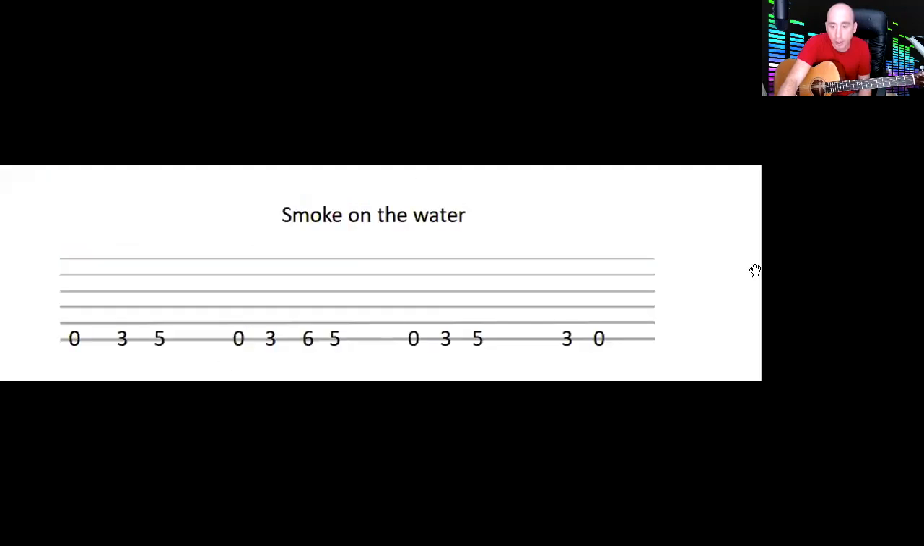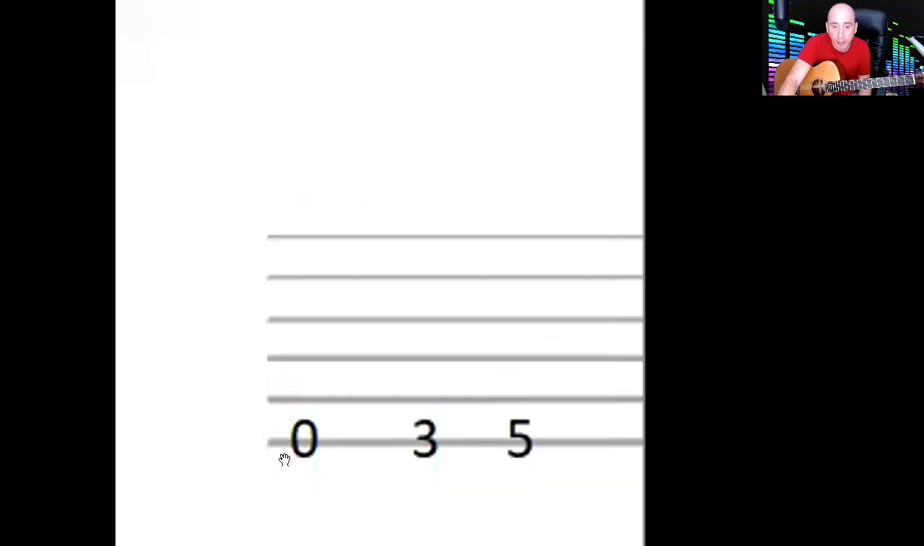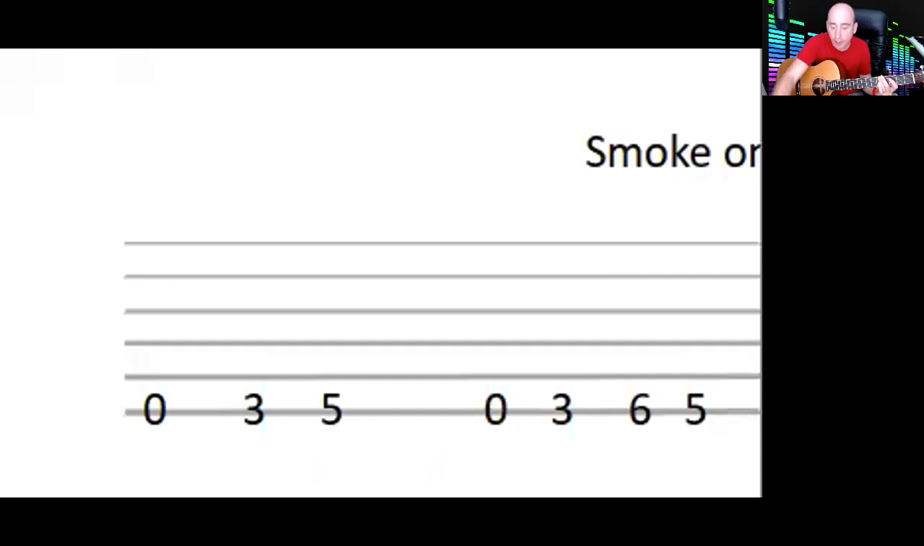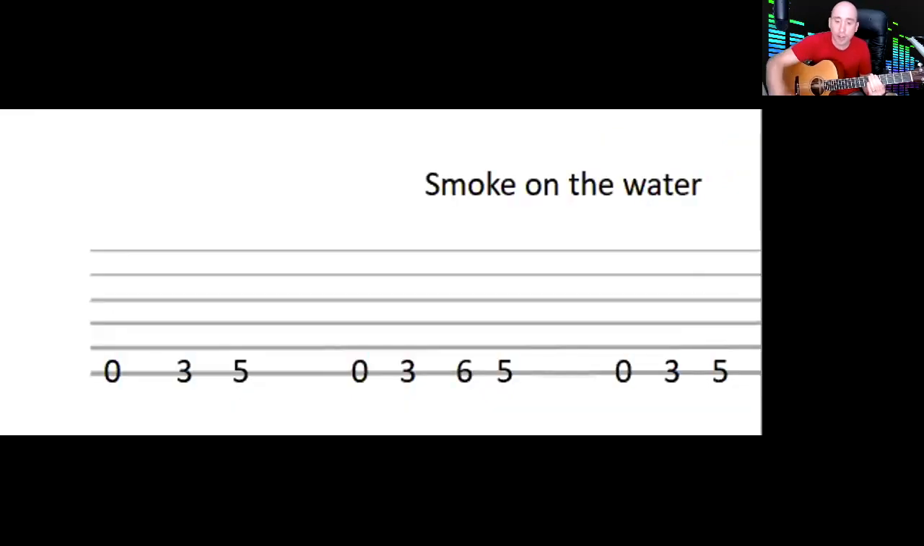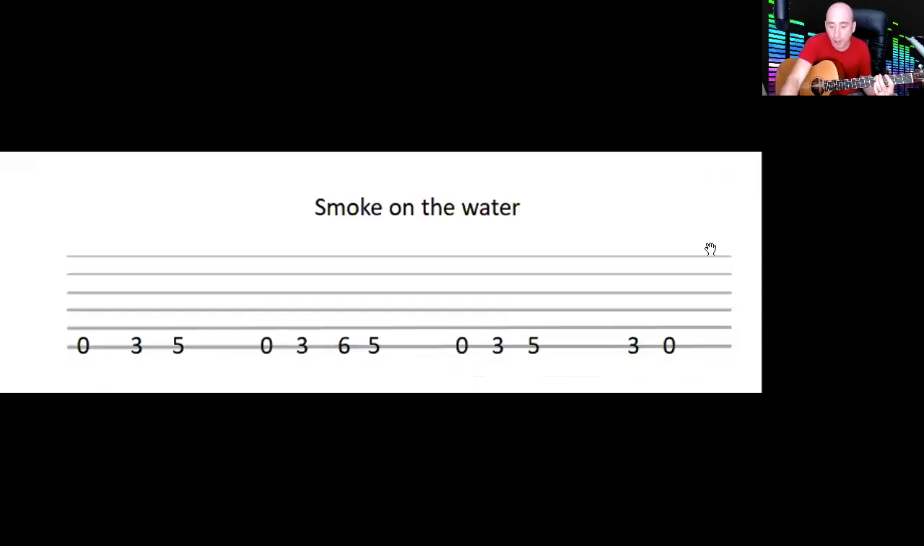It starts off by going, I'm going to condense it down, 0, 3, 5 on the top string. Then it goes 0, 3, 6, 5, 0, 3, 6, 5. Then it goes 0, 3, 5. And the last 2 notes are 3, 0. So you've got 0, 3, 5, 0, 3, 6, 5, 0, 3, 5, 3, 0.